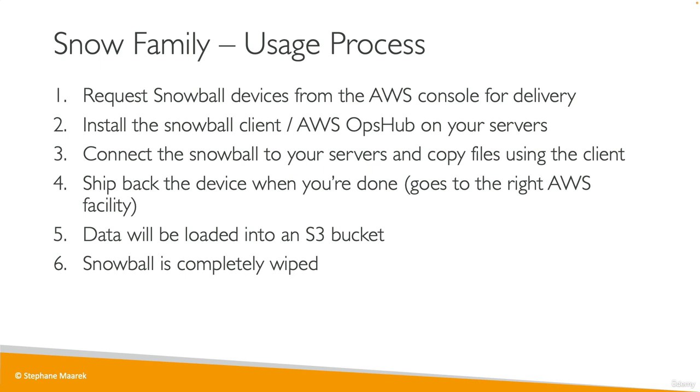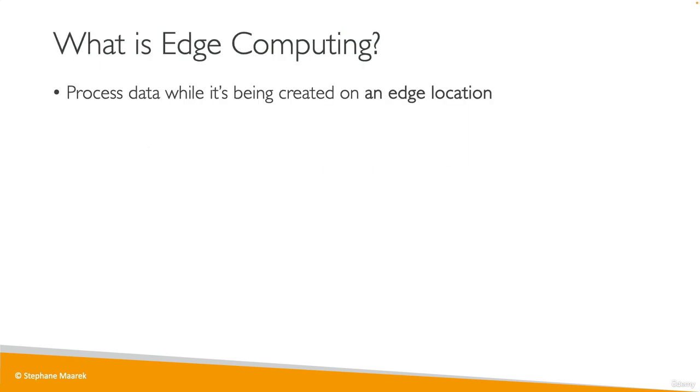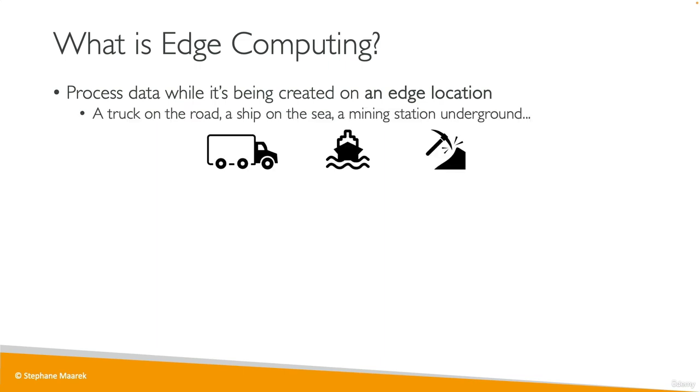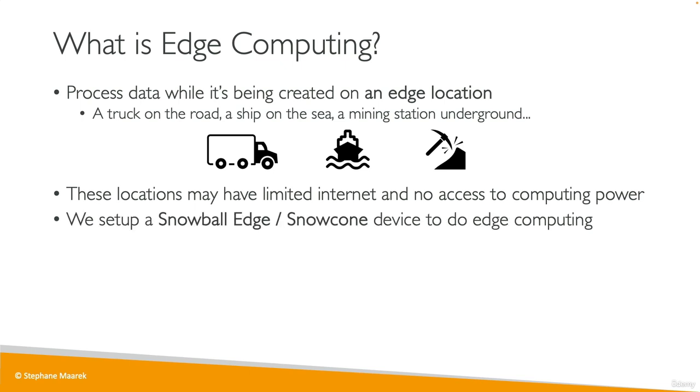So this is for the data migration process, but you also have edge computing. So what is edge computing? Well, this is to process data created on an edge location. That means it could be a truck on the road, or a ship on the sea, or a mining station underground. And these locations, they may have limited or no internet, and they may have no access to computing power. So here, again, we order a Snowball Edge device or a Snowcone device, and then we do edge computing.